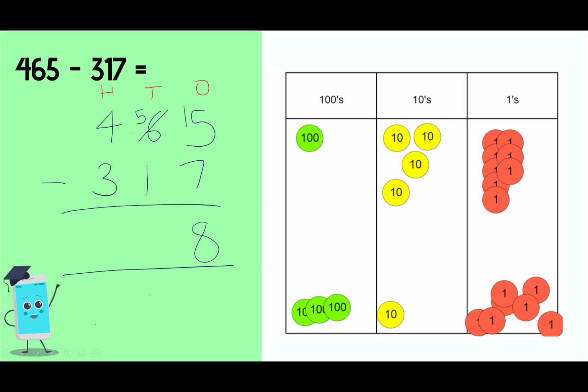So now I'm going to move to my tens. 5 tens take away 1 ten leaves me with 4 tens. And I go to my hundreds. 4 hundreds take away 3 hundreds leaves me with 1 hundred. So my answer is 148, just as it was with the place value counters.